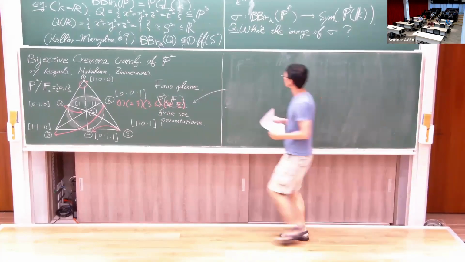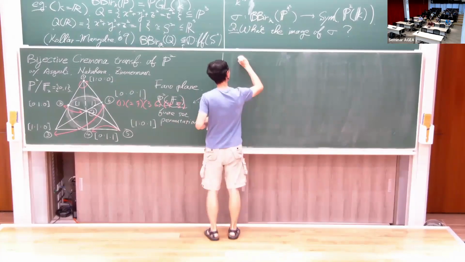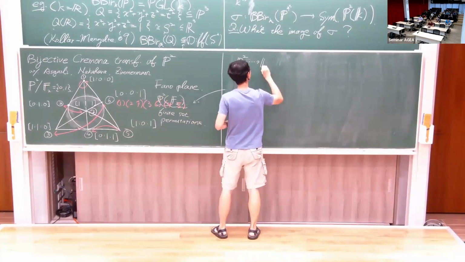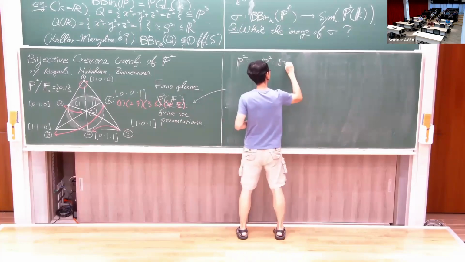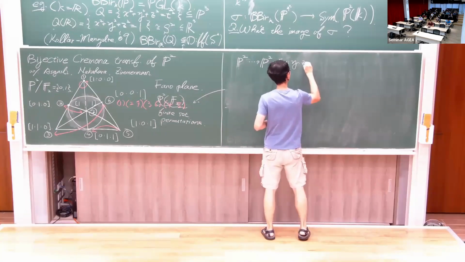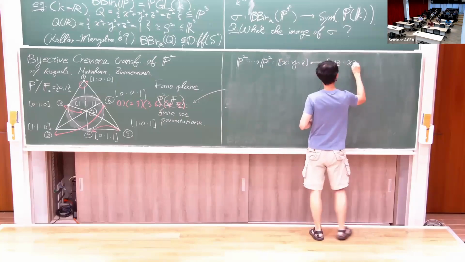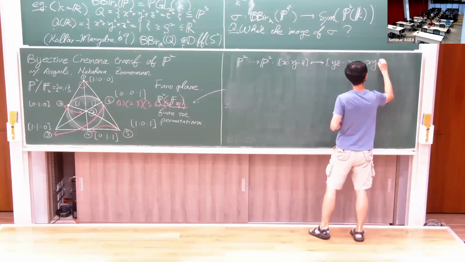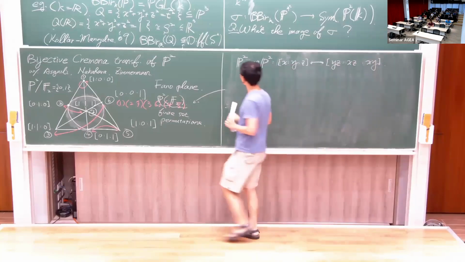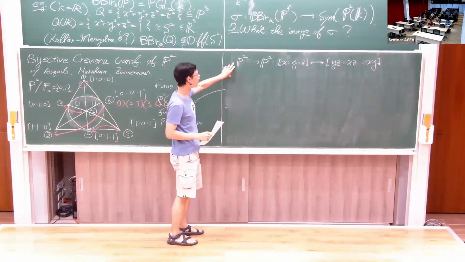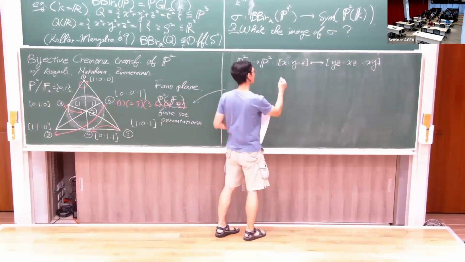I just erased what I want to use. So let's still consider, let's start with this example. As I mentioned before, this example is not an example of a bijective birational automorphism because it's not defined, for example, at 1, 0, 0.